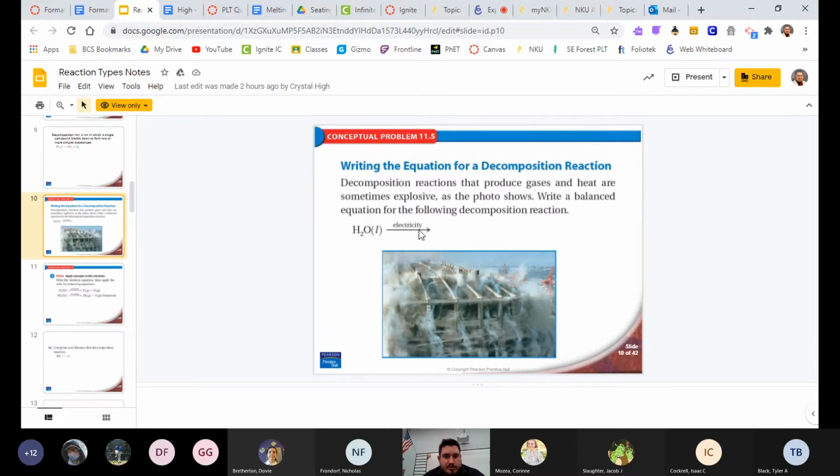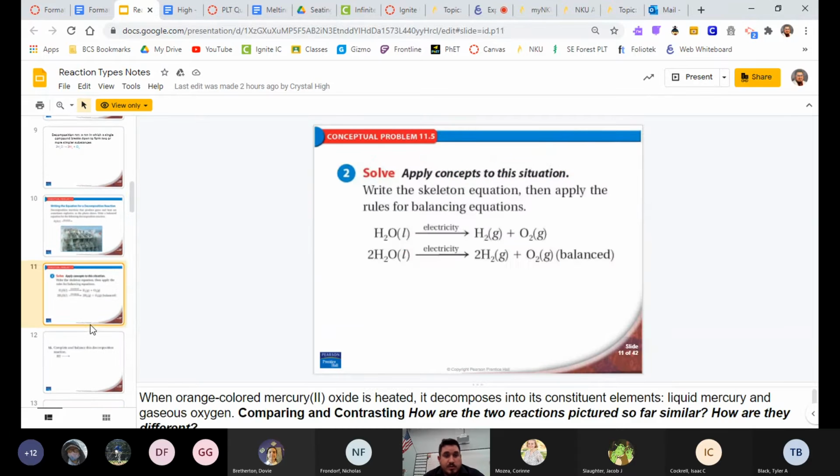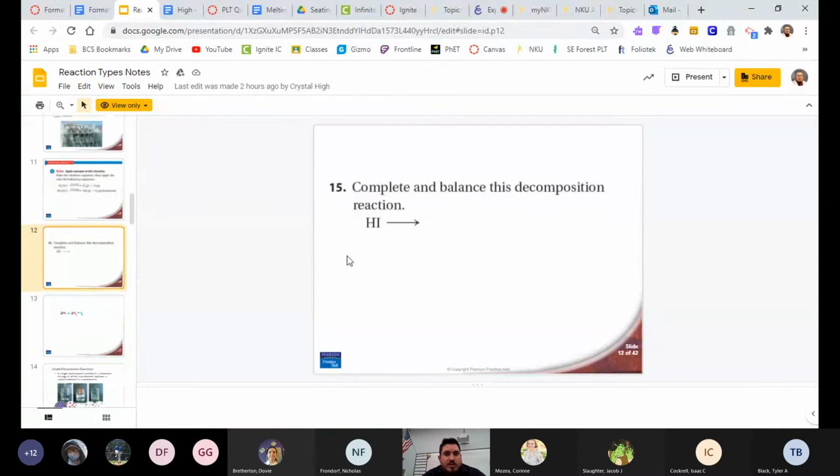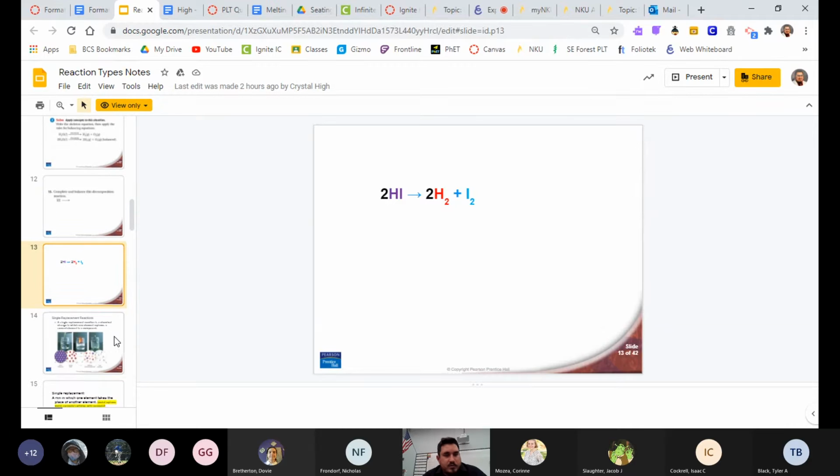So again, here is another example, with the same example actually. All right, so if I have hydrogen iodide and it breaks apart, it's going to be hydrogen gas and iodine gas. Both of those are going to be diatomic because they are in their elemental form.